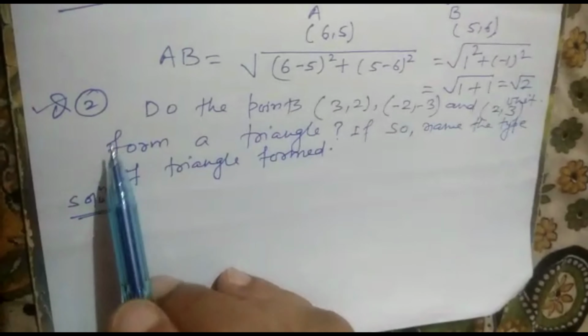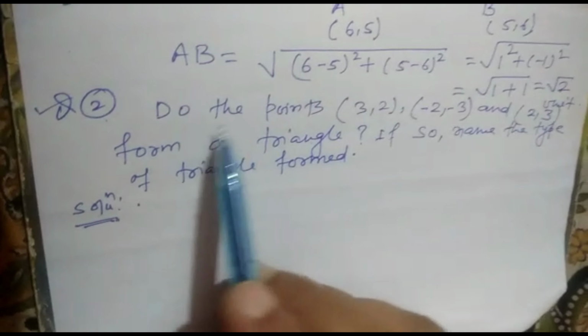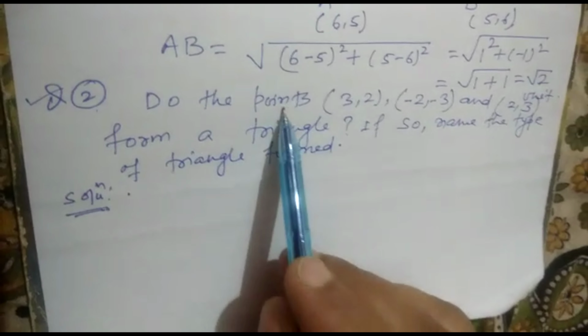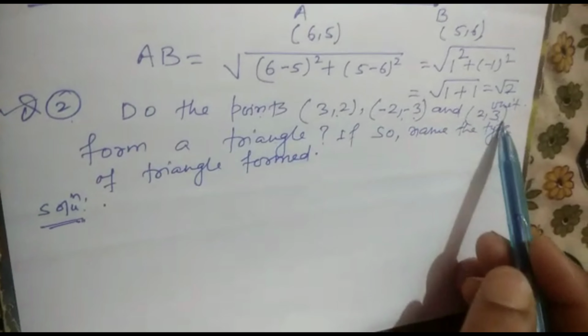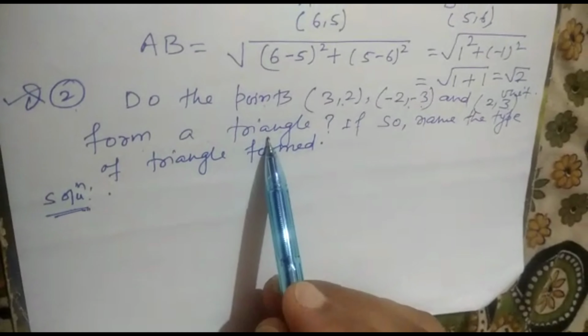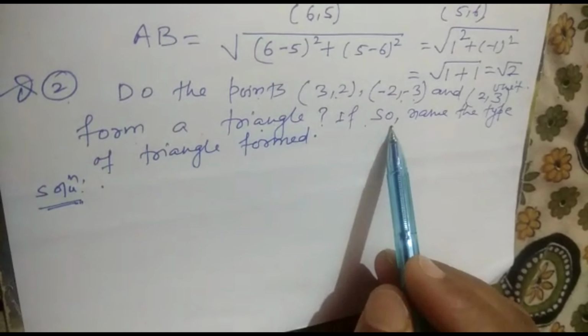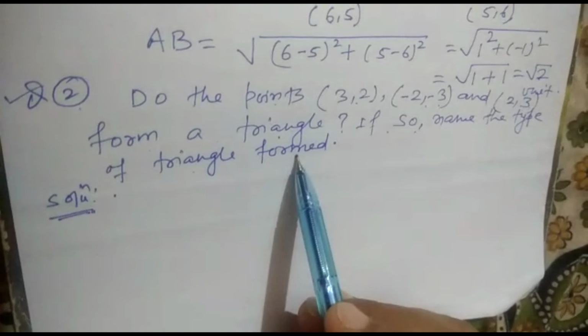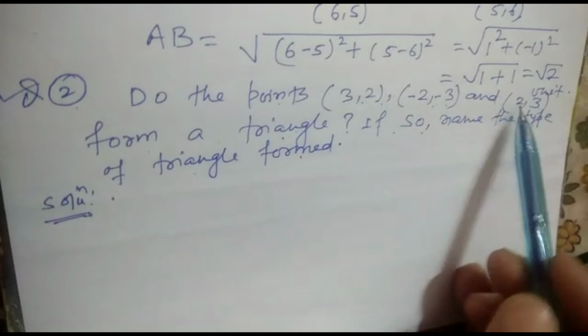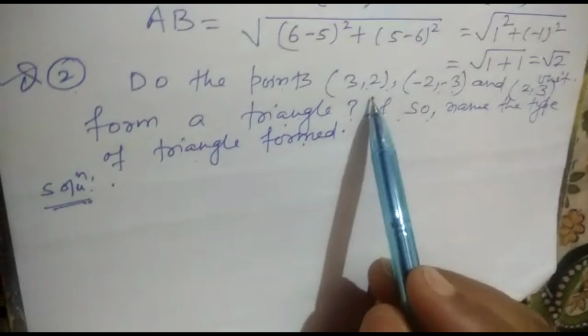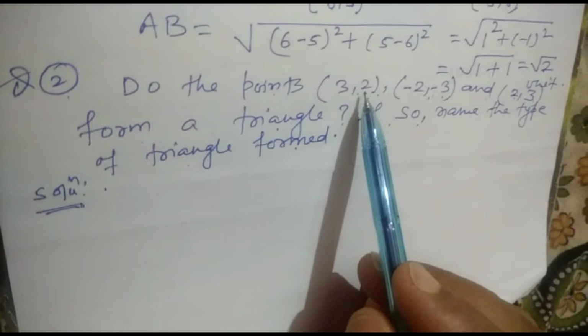Now students, I am taking the second question. The question is: do the points (3, 2), (minus 2, minus 3) and (2, 3) form a triangle? If so, then name the type of triangle formed. As you know, any triangle has 3 vertices whose coordinates are given, but the points are not named. So I will suppose this is A, B and C.